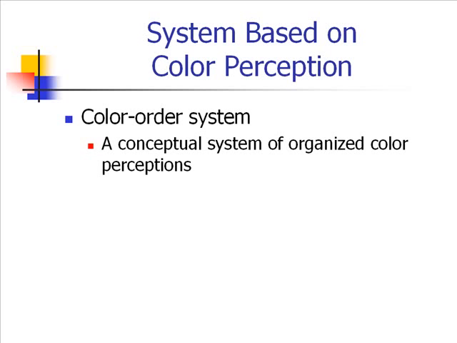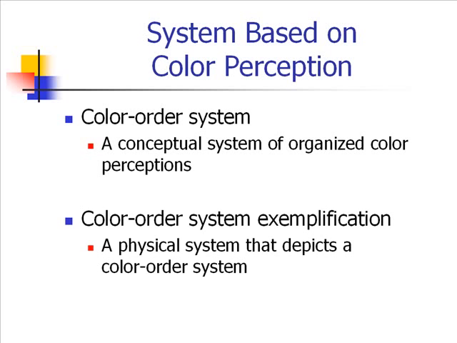A color order system exemplification is a physical system that depicts a color order system. It is some kind of actual physical depiction of the color order system. So you can actually look at it, move it around, feel it, that sort of thing, going past just visualizing it in our minds.